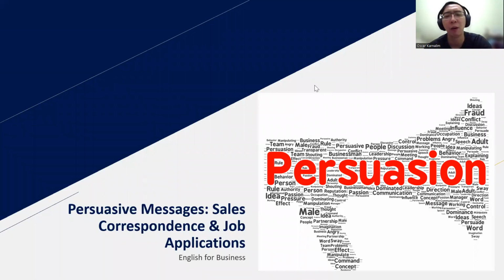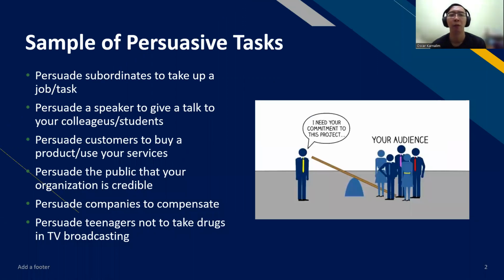Hello everyone. Now we will discuss how to write persuasive messages for sales correspondence and job applications. Okay, first, what are examples of persuasive tasks?